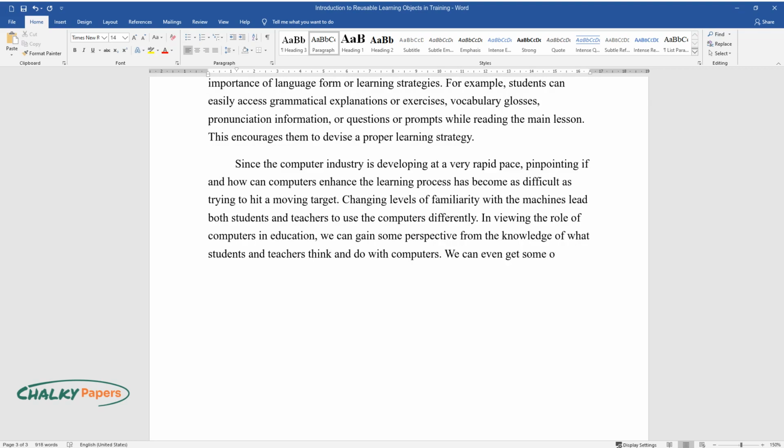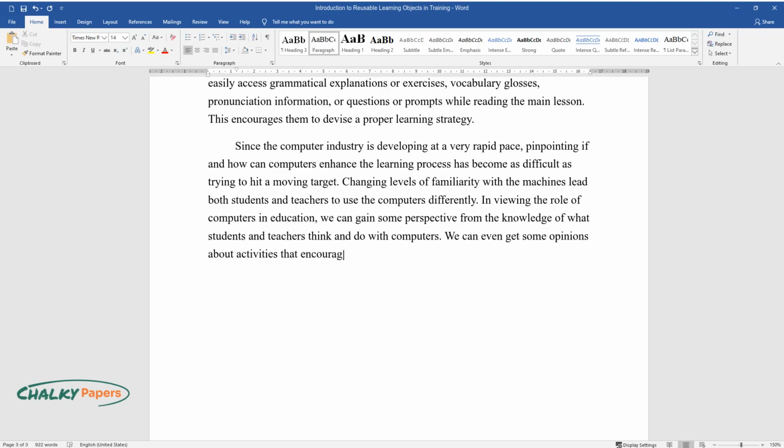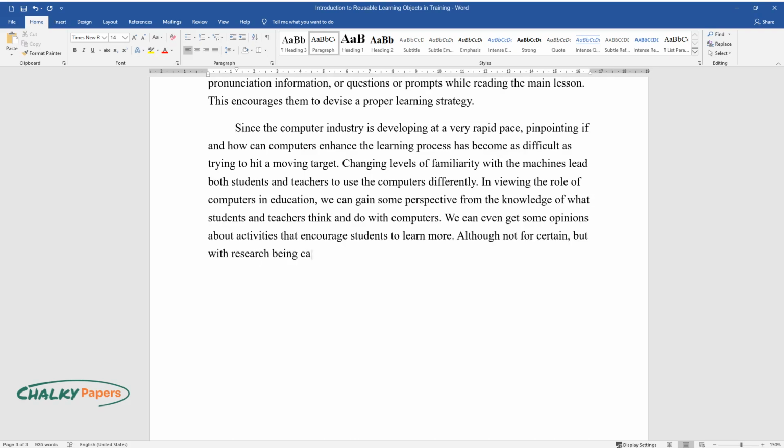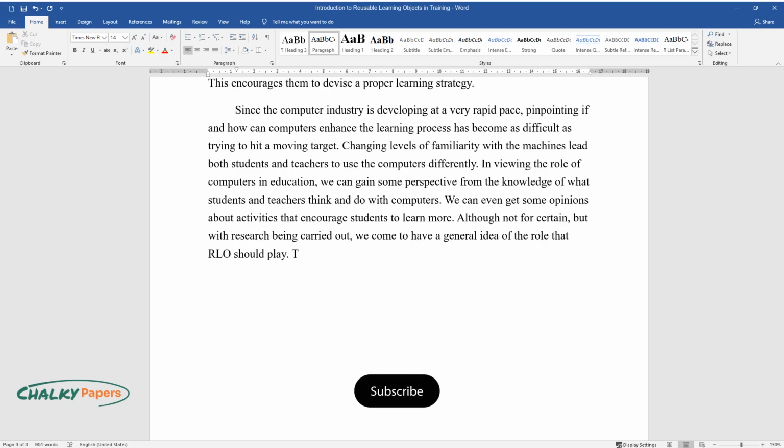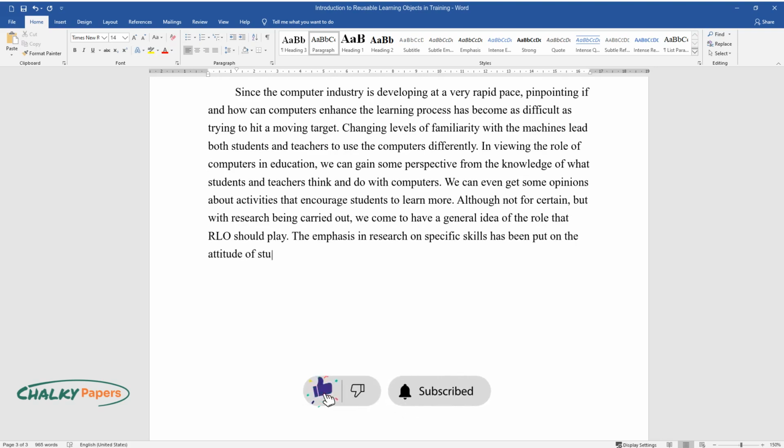We can even get some opinions about activities that encourage students to learn more. Although not for certain, with research being carried out, we come to have a general idea of the role that RLO should play. The emphasis in research on specific skills has been put on the attitude of students towards RLO drills and their effectiveness.